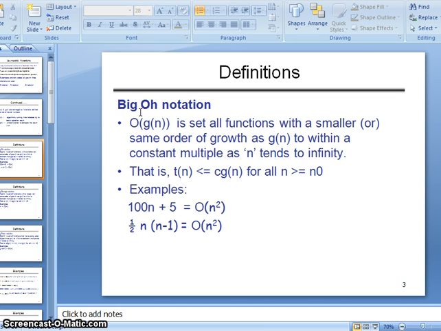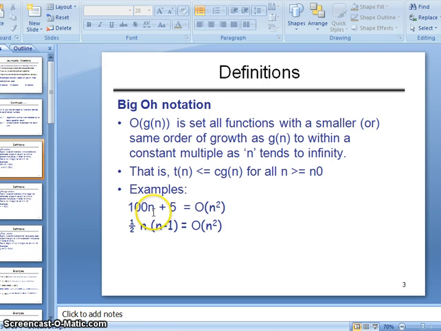Big O notation is defined as: big O of G of n is the set of all functions with smaller or same order of growth as G of n, to within a constant multiple, as n tends to infinity. That is, formally we can say T of n is less than or equal to C into G of n for all n greater than or equal to n0, where n0 is a non-negative integer. So this inequality indicates big O notation always represents the upper bound.